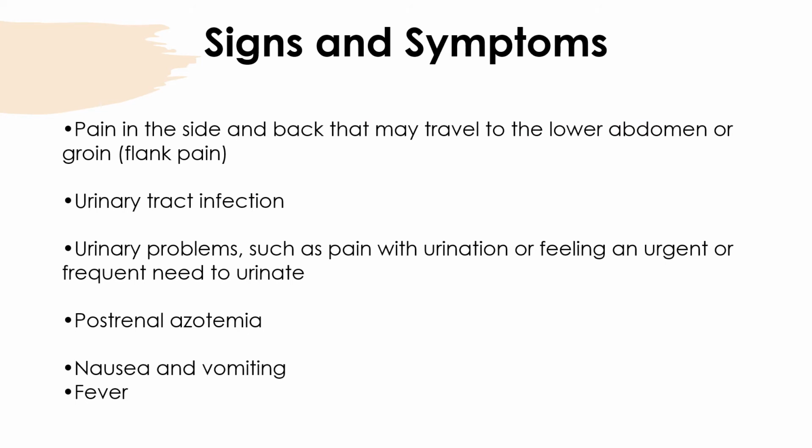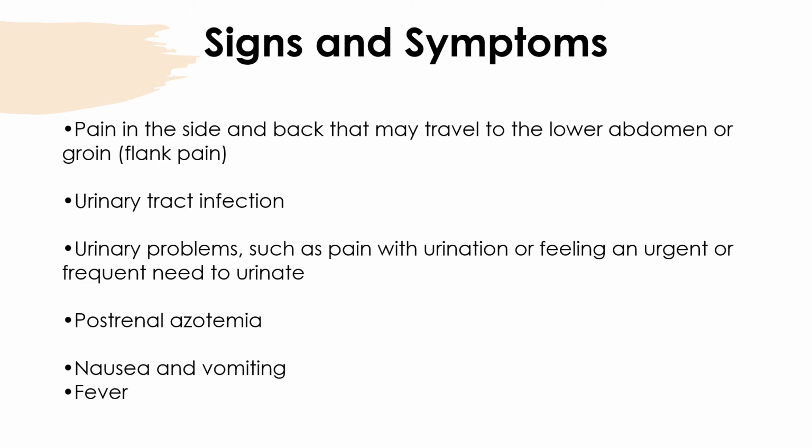So signs and symptoms, okay, what do these patients really feel like when they have hydronephrosis? So they're going to have pain in the side and the back, okay, also known as flank pain, right? So pain right behind the kidneys there in the back, and that pain can travel even to the lower abdomen or groin. They almost feel like symptoms of a urinary tract infection. They may feel a little bit of burning sensation when they're trying to go.